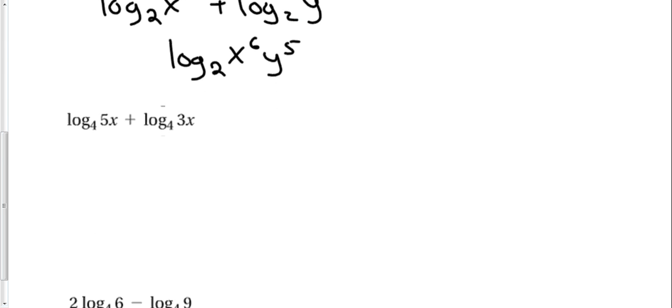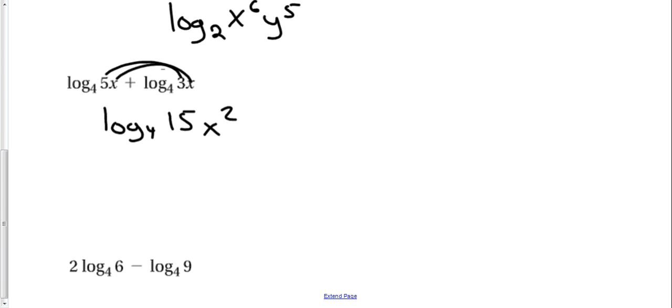Next, we have a product again, a product property. So all we have to do is multiply the two logs together. So log base 4, 5 times 3 would be 15. x times x gives me x squared. And that's simplified together as one logarithm. Last one.